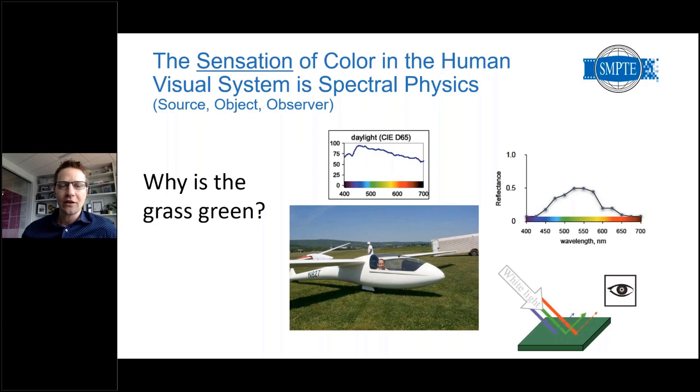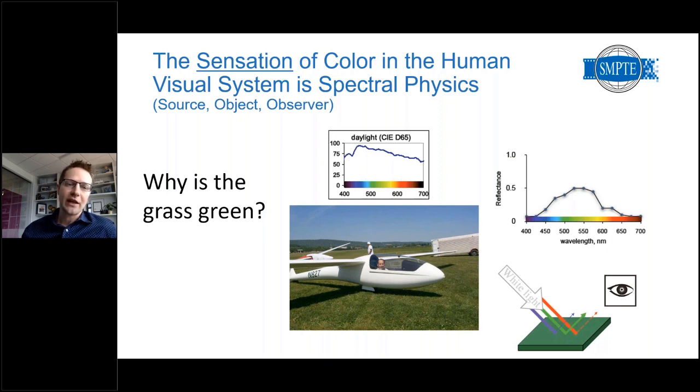So to start here, let's talk about where there are strong analogies between the human visual system and our engineered imaging systems with respect to what I call the sensation of color. So the sensation of color is fundamentally an attribute of spectral physics. So we have to dive into physics a little bit.